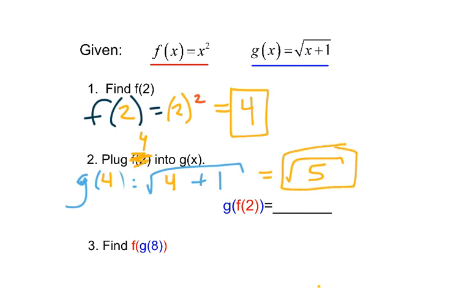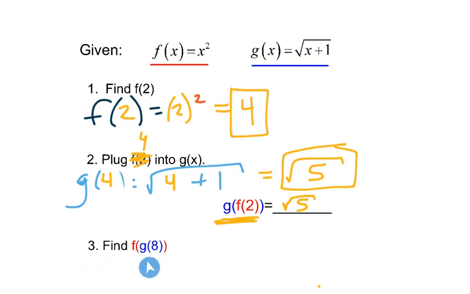And so right now we've just found out that g of f of 2 is the square root of 5. Because again, the first thing we did was f of 2. After that, outside of that, we did g of 4, which was the outside here. And so we end up with the square root of 5.